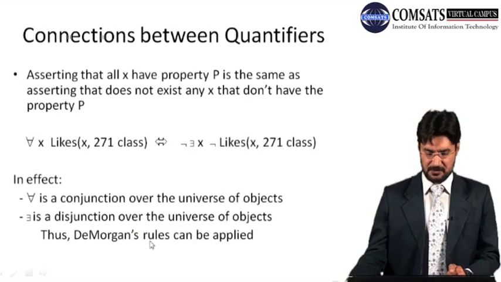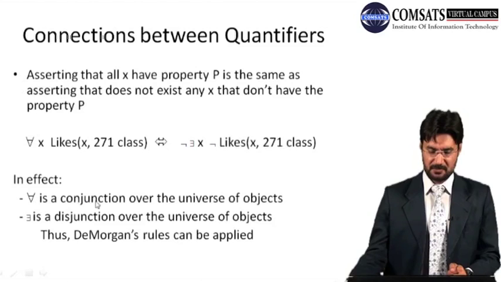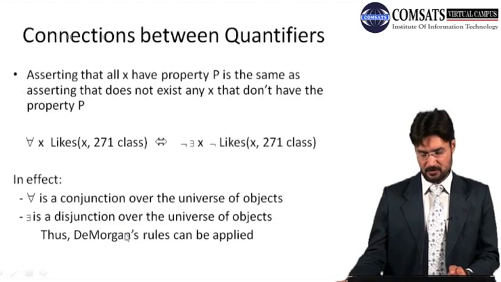हम यहाँ पर देखते हैं कि इन दोनों में क्या difference है. Basically, हम जब भी for all use करेंगे तो हम conjunction use करेंगे, और जब भी हम there exists use करेंगे तो हम कहेंगे कि there is a disjunction. तो इस वजह से हम De Morgan law को भी use कर सकते हैं.